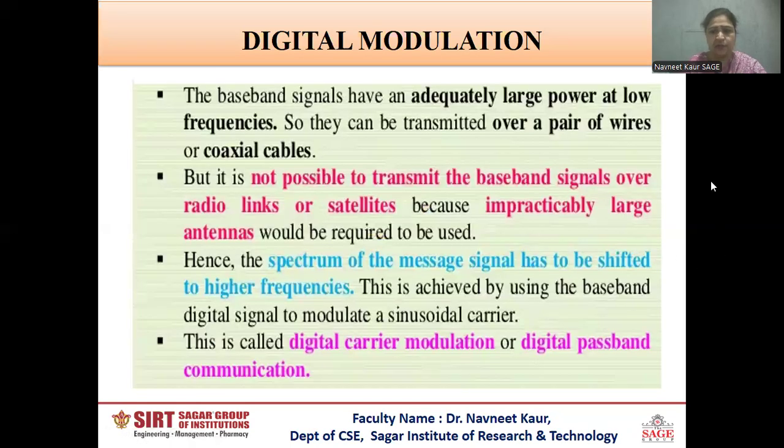Now first we will see what is digital modulation, then we will see BPSK and BFSK system in details.